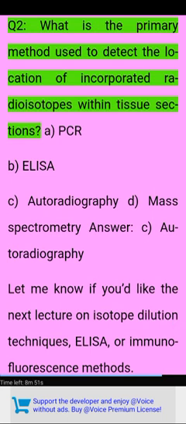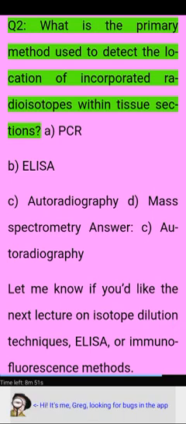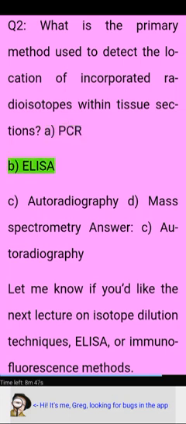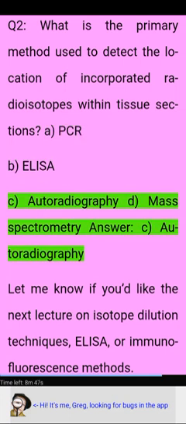Q2. What is the primary method used to detect the location of incorporated radioisotopes within tissue sections? A. PCR. B. ELISA. C. Autoradiography. D. Mass spectrometry. Answer.